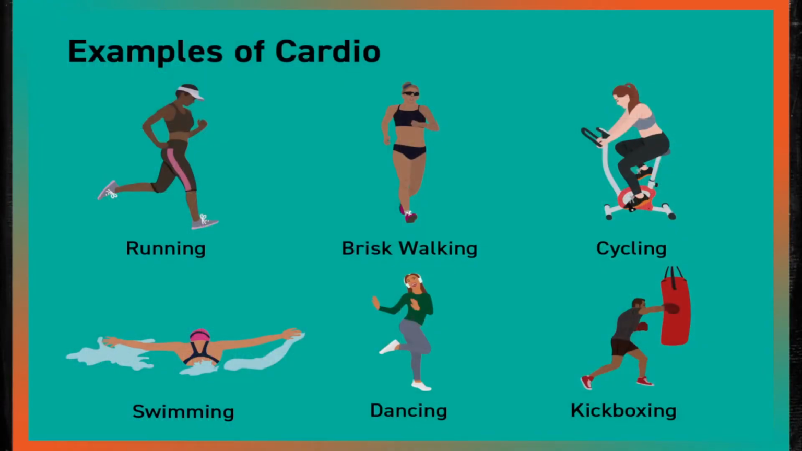So here are the examples of cardiovascular exercises. So we have running, brisk walking, cycling, swimming, dancing, and kickboxing. So if you have a strong heart and lungs, you can exercise your entire body for a long period of time without getting tired. So a person with a high level of cardiovascular endurance can sustain moderate to high intensity physical activities needed in playing sports without difficulty in breathing.